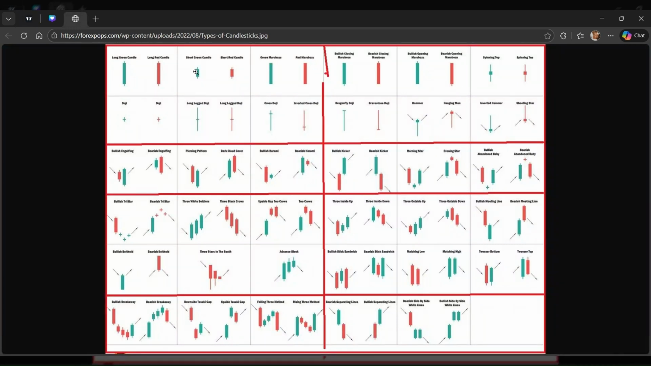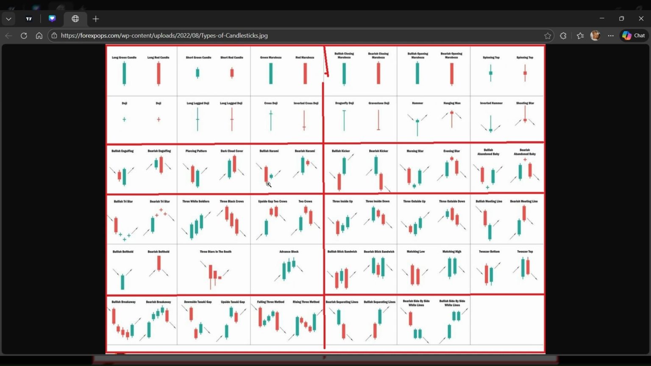This is a long green candle, long red, short green, short red. Marubozus are basically just candlesticks without little wicks, as you can see on the top and bottom. This doesn't have it. And then we have spinning tops, which doesn't really matter which color it is. It's basically showing indecision. Same with dojis. They're not going in either direction. They're just kind of staying the same.